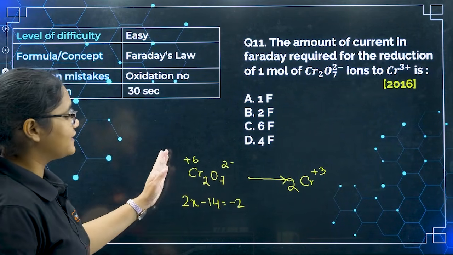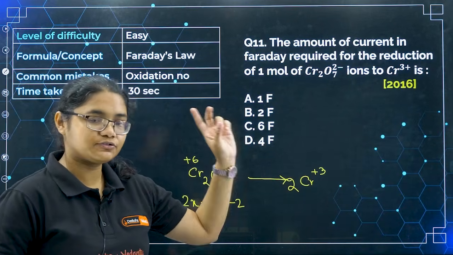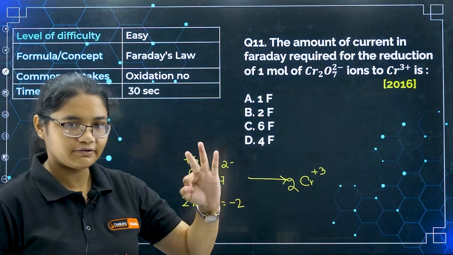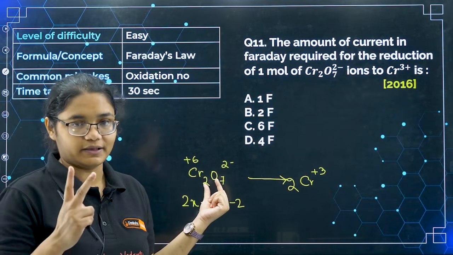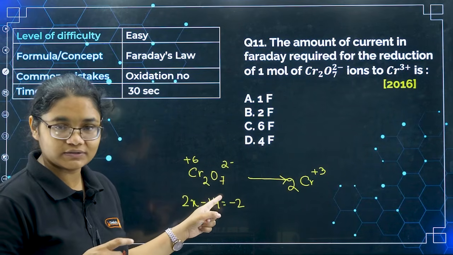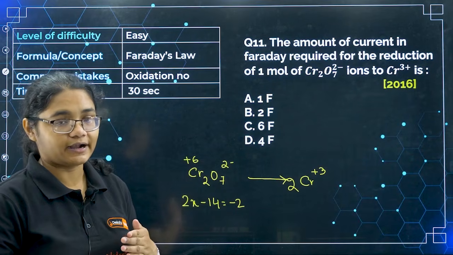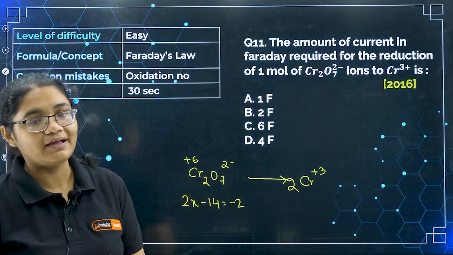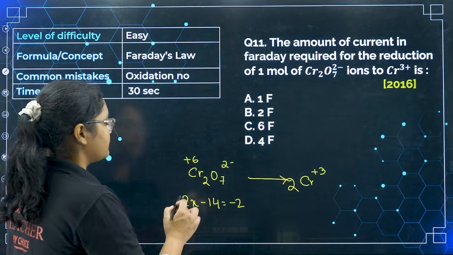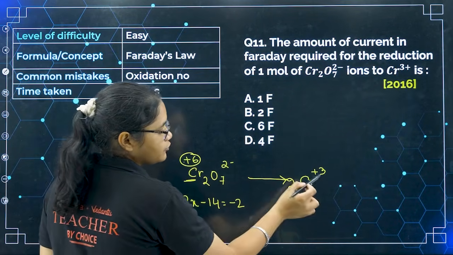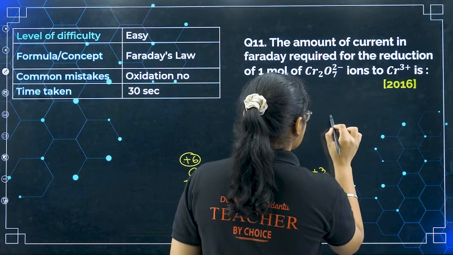Okay. So plus 6 to plus 3 is 3 Faraday, right? How much electrons should I be losing? 3 Faraday. But there are 2 chromiums. In 1 mole of Cr2O7, there are 2 chromiums. So for 1 chromium, if I need 3 Faraday, for 2 chromium, I need to have 6 Faraday. So each Cr is in plus 6 state, plus 6 to plus 3. So you just imagine like this.